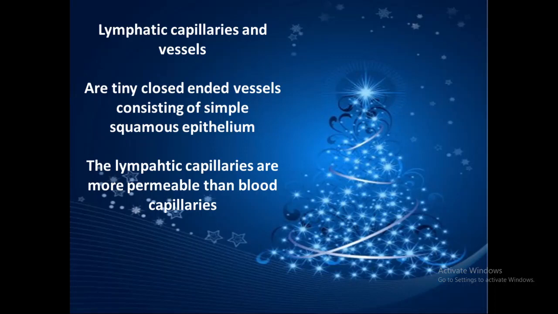Fluid moves from blood capillaries into tissue spaces. Most of the fluid returns to the blood, but some of the fluid moves from the tissue spaces into lymphatic capillaries to become lymph. The lymphatic capillaries are tiny close-ended vessels consisting of simple squamous epithelium. The lymphatic capillaries are more permeable than blood capillaries because they lack a basement membrane, and fluid moves easily into the lymphatic capillaries. Overlapping squamous cells of the lymphatic capillary walls act as valves that prevent the backflow of fluid.